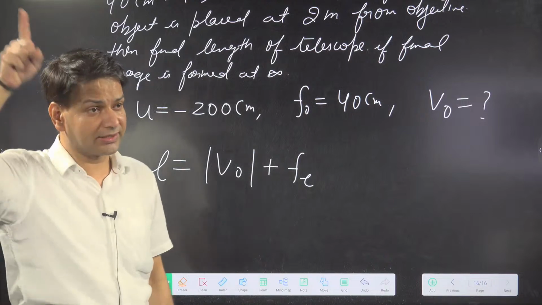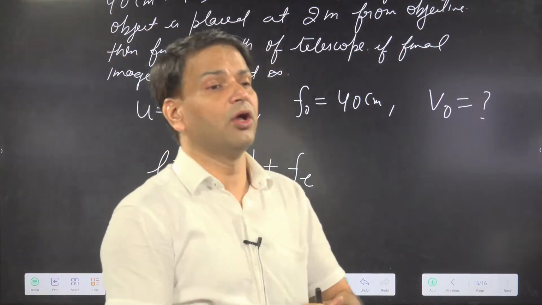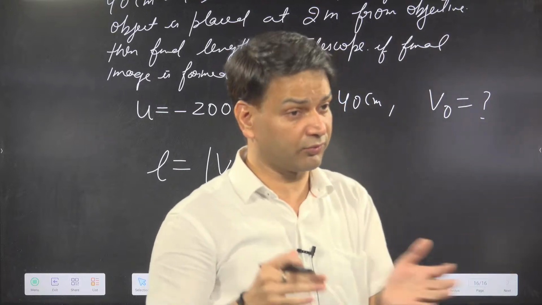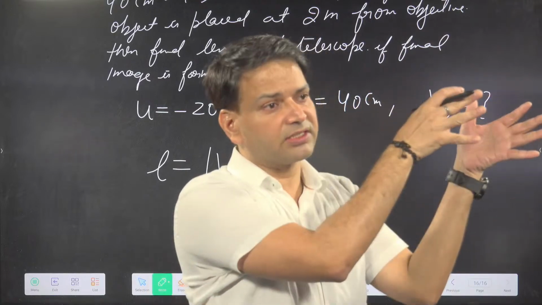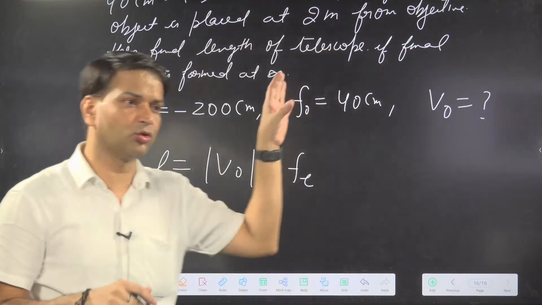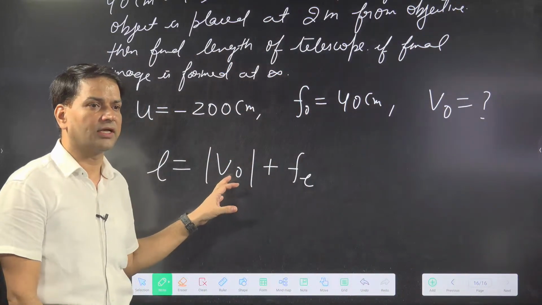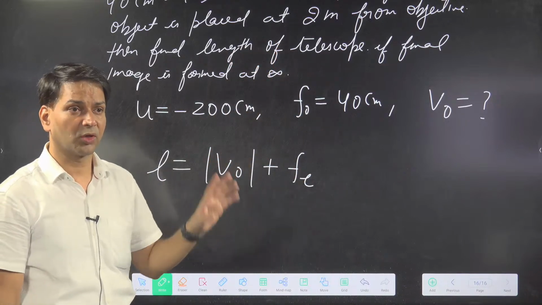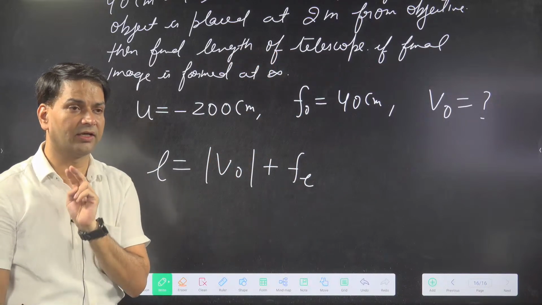That we will take when the object is at infinity, or the object distance they have given is very far, like 3 kilometer, 5 kilometer, 10 kilometer from the objective, meaning that distance is very large in comparison to the objective. So in that case we can directly use the formula: length of the telescope FO plus FE, or magnifying power we can say FO by FE, when the final image is formed at infinity.